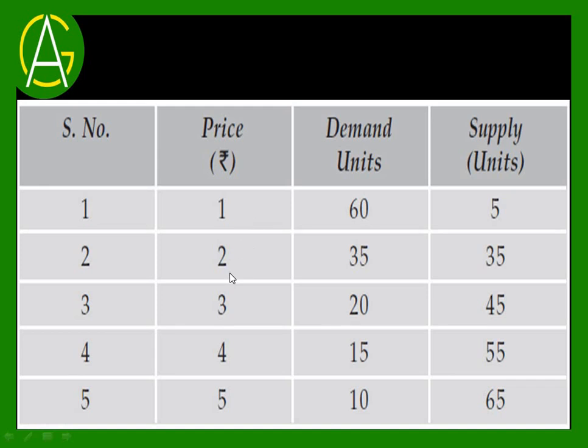Now price has become 2 rupees. At 2 rupees price, demand is 35 and supply is also 35, because as you know, as price increases, the quantity demanded will decrease, but the quantity supplied will increase. So quantity demanded and quantity supplied here have become equal. So this point is known as an equilibrium point. So here equilibrium quantity is 35 units and equilibrium price is 2 rupees. So the price is determined where the demand and supply are equal.